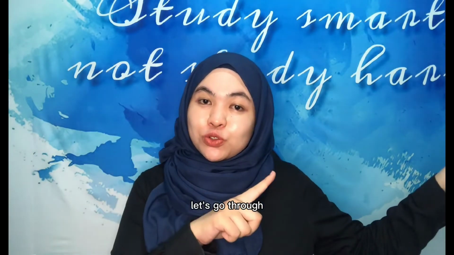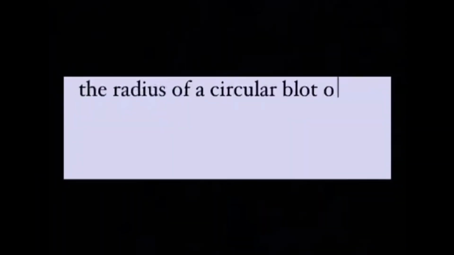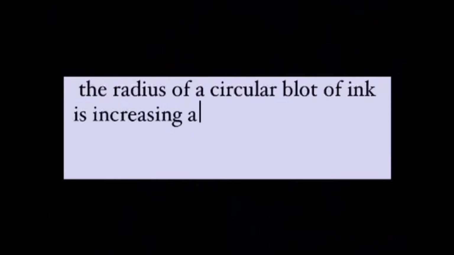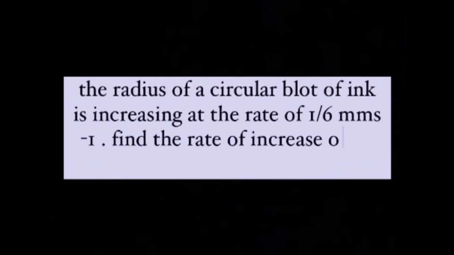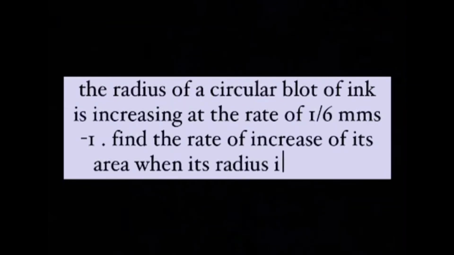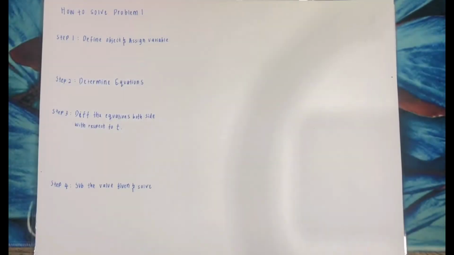My part will be how to solve problem 2. Let's go through. The radius of a circular block of ink is increasing at the rate of 1/6 mm s^-1. Find the rate of increase of its area when its radius is 12 mm. So from this question, they ask us to find the rate of increase of the area.